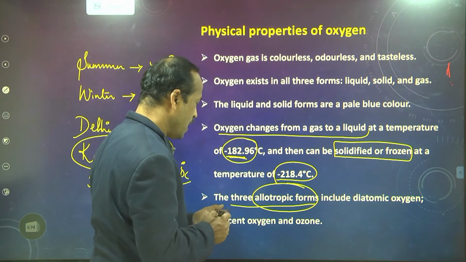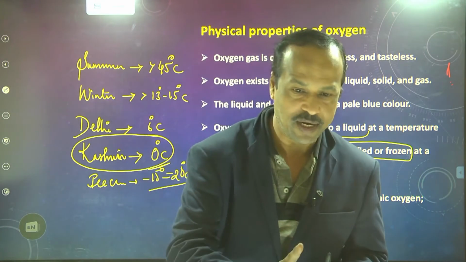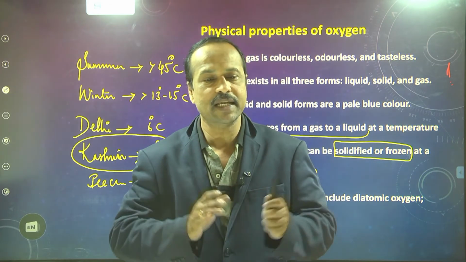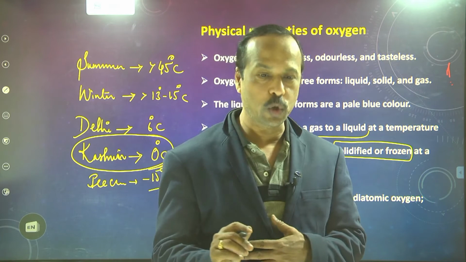Like that, allotropy is also the same. The existence of one element only, if it exists in two or more different physical forms, then that is called allotropy.